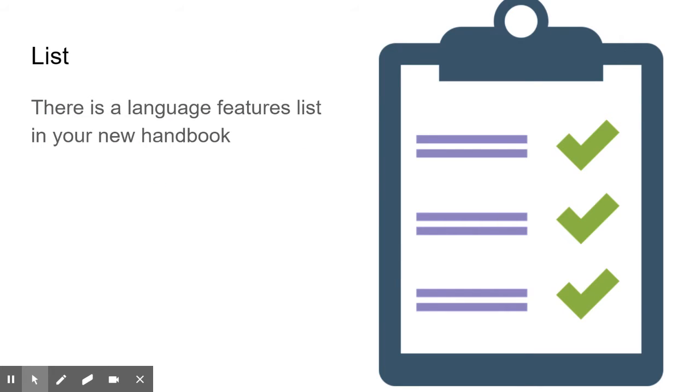Don't forget, there is a list of language features in the handbook for this module. So do take a look there to revise the names of language features. We're talking about things like metaphors, similes, etc.